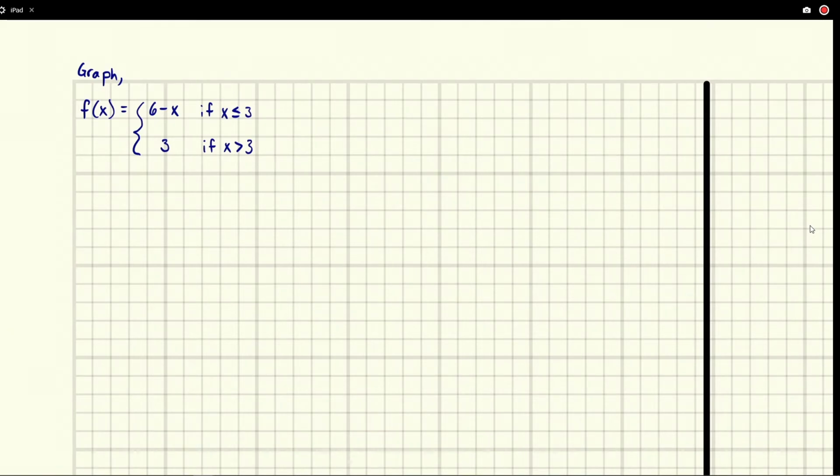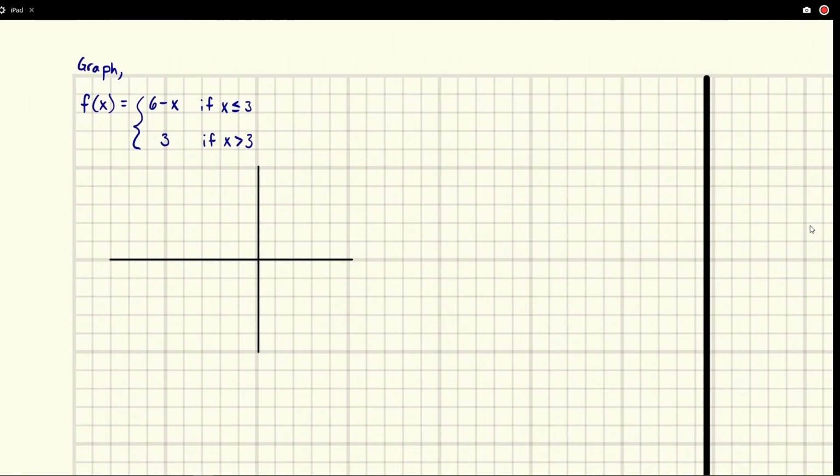So let's go ahead and just create an axis. I'm just going to create one here, and we'll try to do this a bit to scale, I suppose. So when x is less than or equal to 3, here's going to be 3. Here's 3. We want to be graphing this line. Everything on this side is all the stuff that's less than or equal to 3. We're going to be doing this equation on this side. So this is just 6 minus x. Whatever x is, it's going to be 6 less than that.